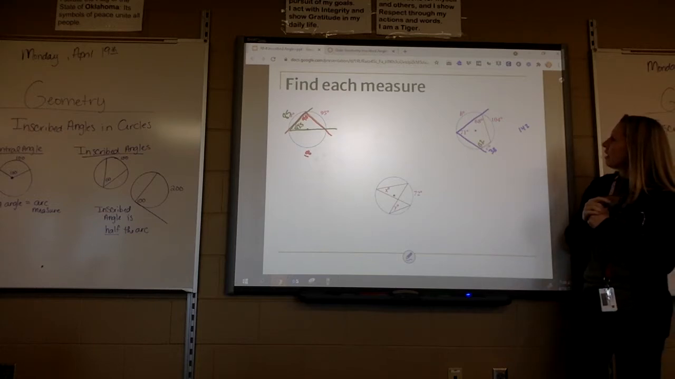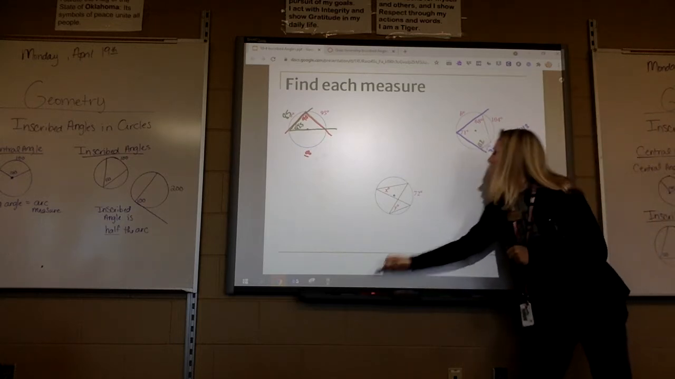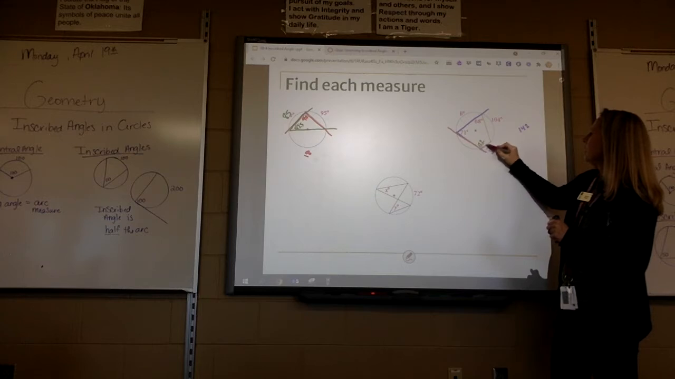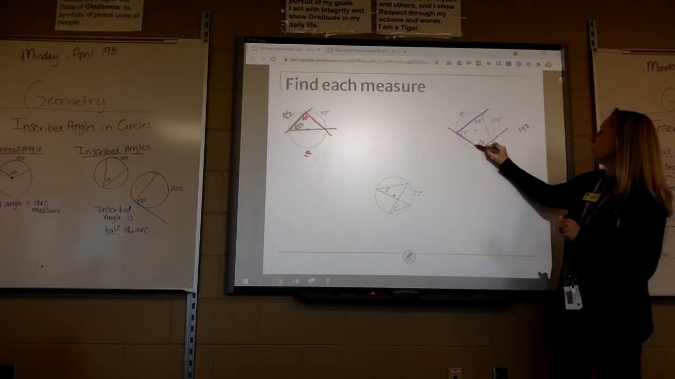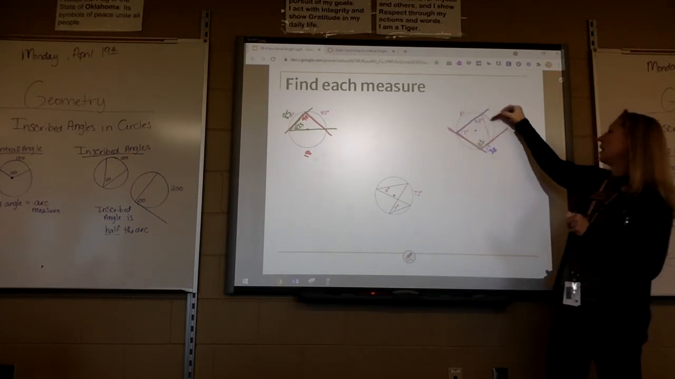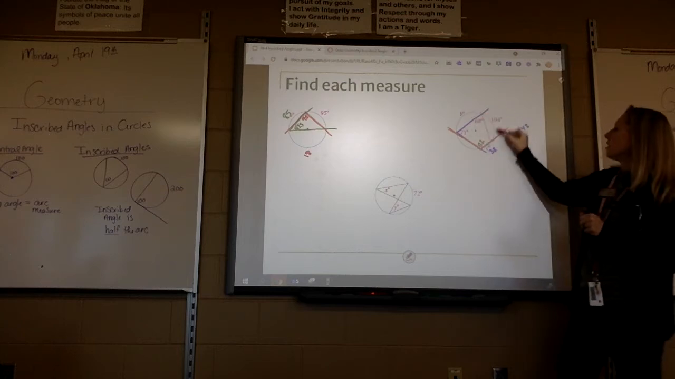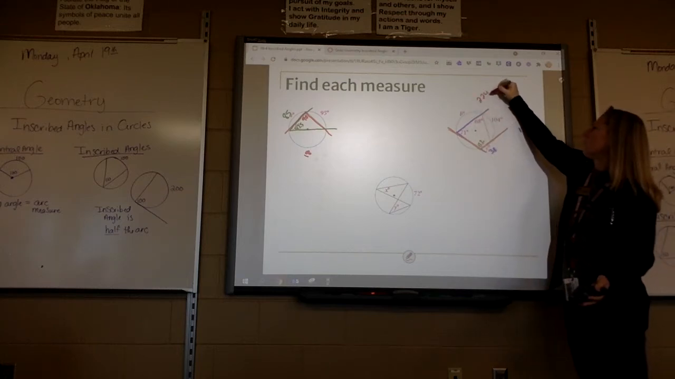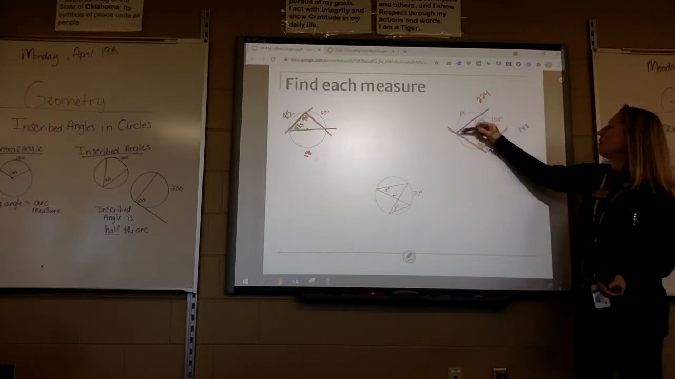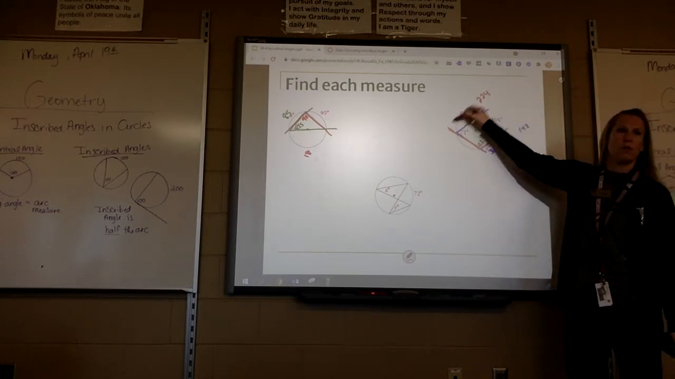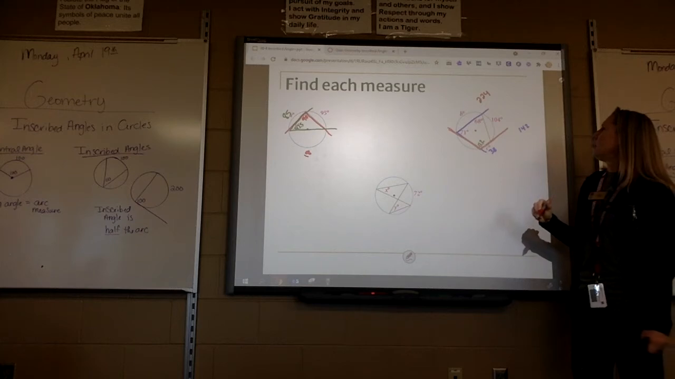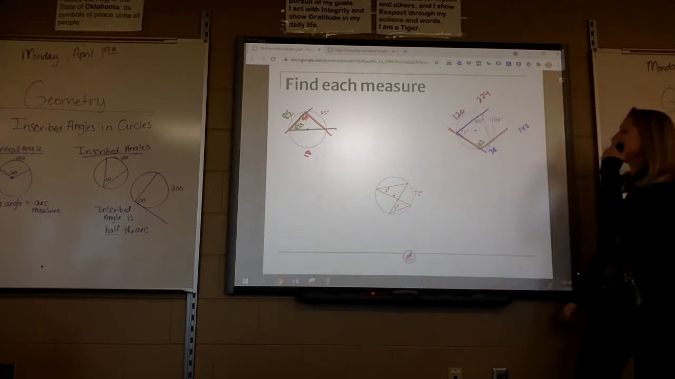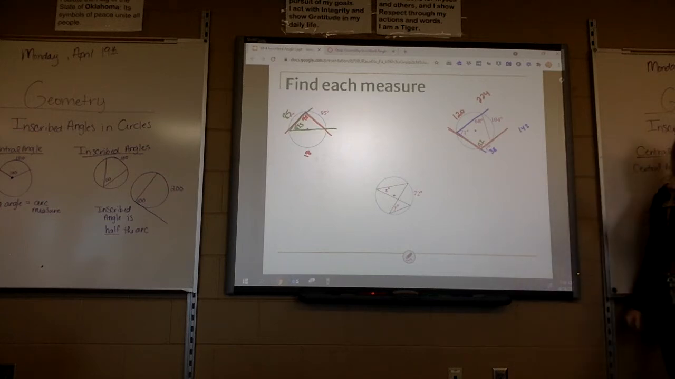Okay, to get B, I can look at that 112. So I've got this inscribed angle that goes with this entire arc. So 112 times 2 would be 224. So 224 minus 104, what's that? 120. Okay. That's kind of hard. Some of it I think is hard.